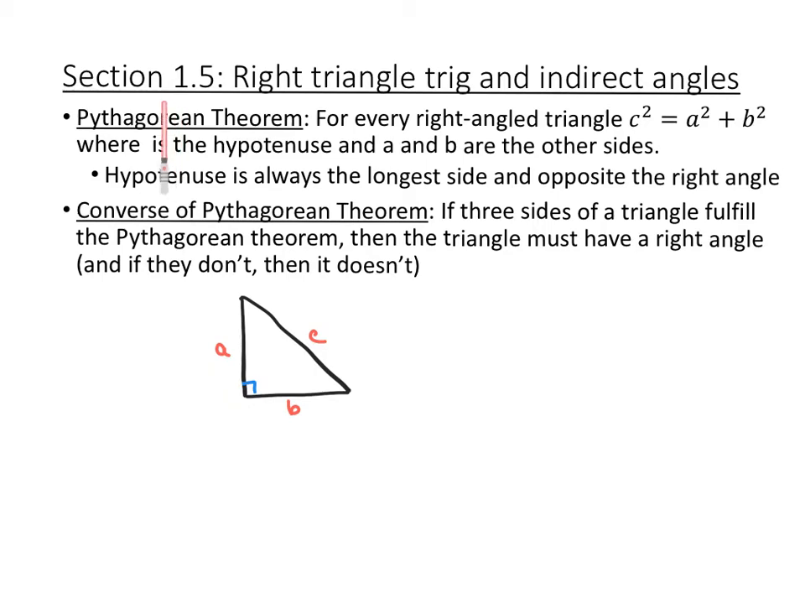And then you can use the Pythagorean theorem for right triangles, which says if you have this set up, then side A squared plus side B squared is equal to side C squared. Again, C always has to be the longest side and opposite the right angle. You also have the converse of the Pythagorean theorem that says if it fulfills A squared plus B squared equals C squared, then it must be a right triangle. And if it doesn't, then therefore it can't be a right triangle.